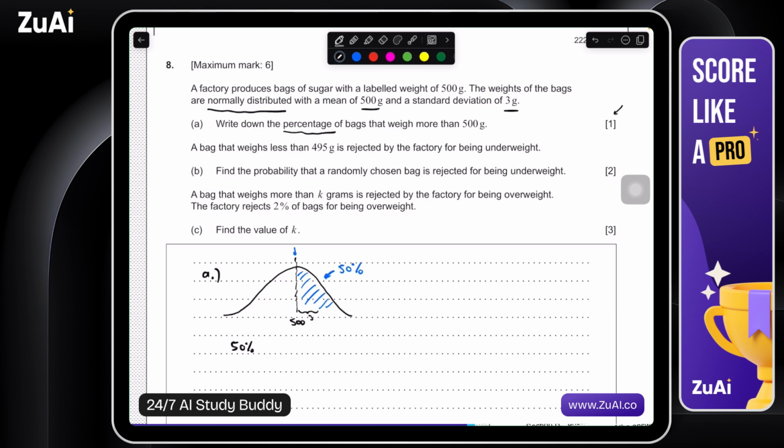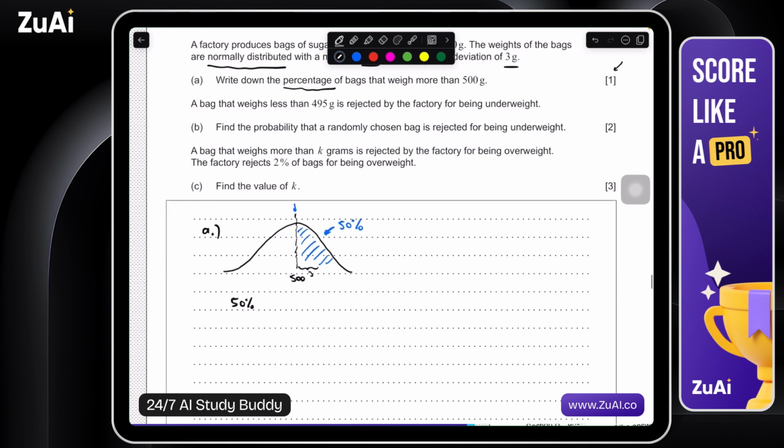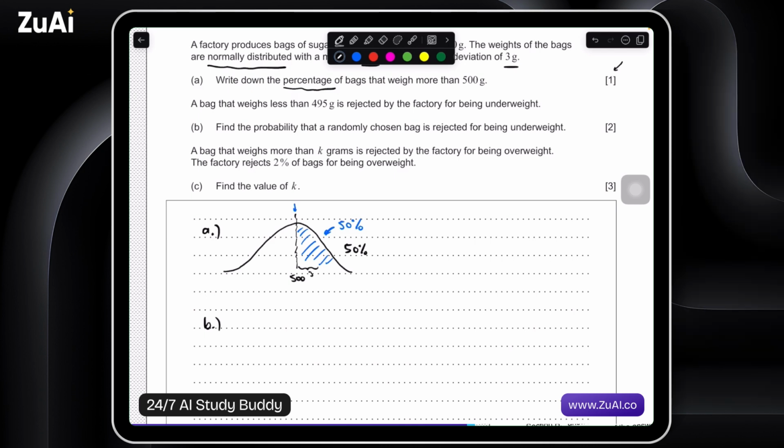Okay, let's go on to part B. I'm just going to move this because I think I might need the space. Part B. A bag that weighs less than 495 grams is rejected by the factory for being underweight. Find the probability that a randomly chosen bag is rejected for being underweight.